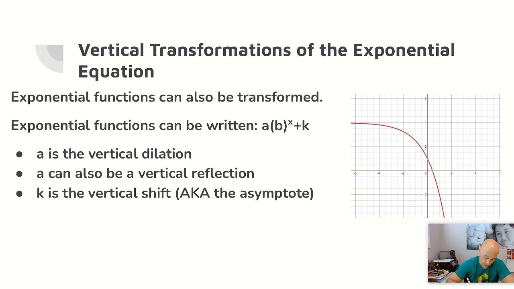The a value is a vertical dilation, so it stretches it. And it's also a vertical reflection. And the k value is a vertical shift. All right, so it's a vertical shift.